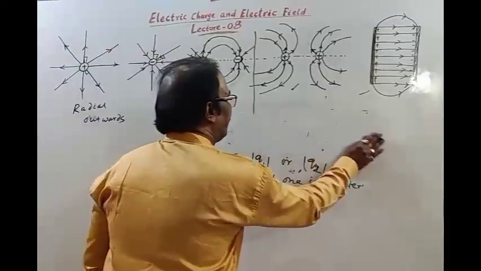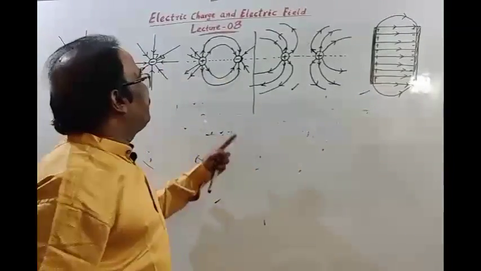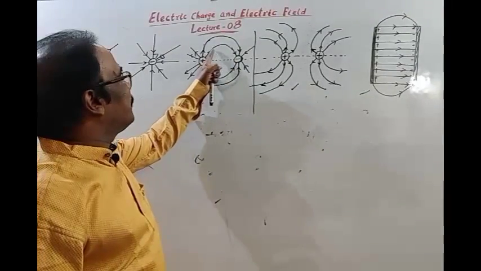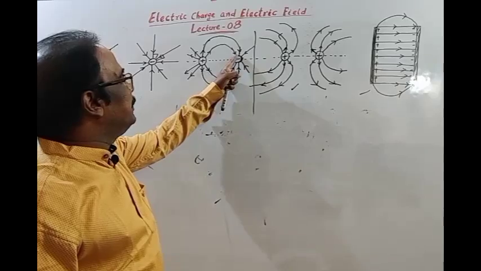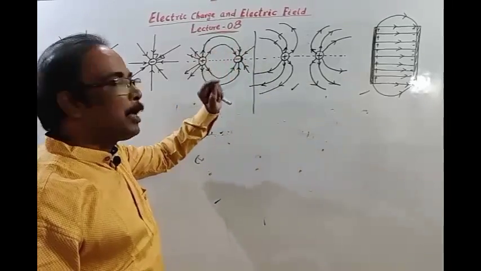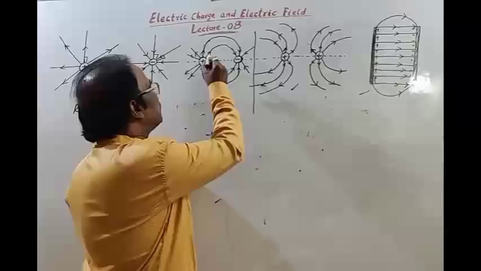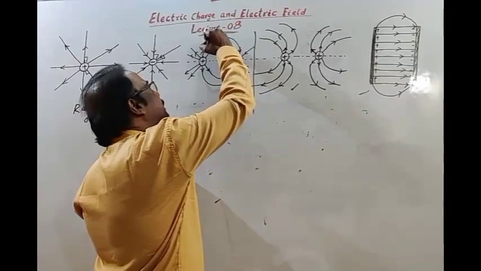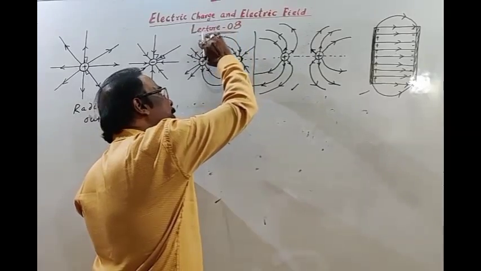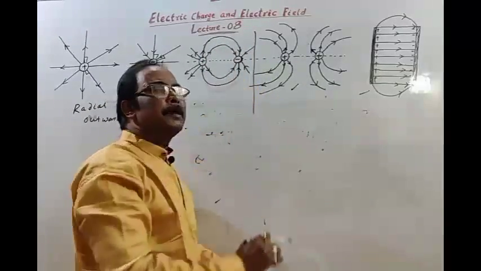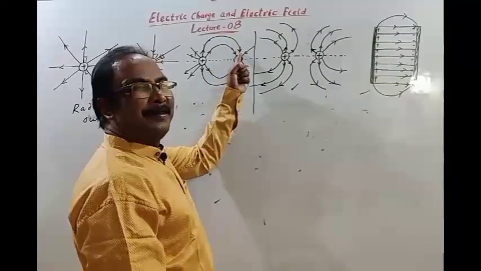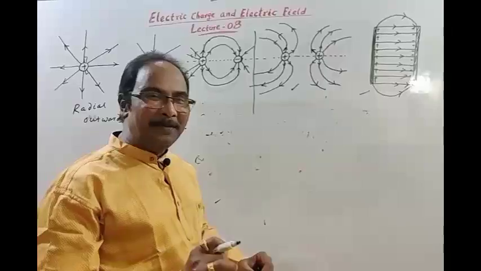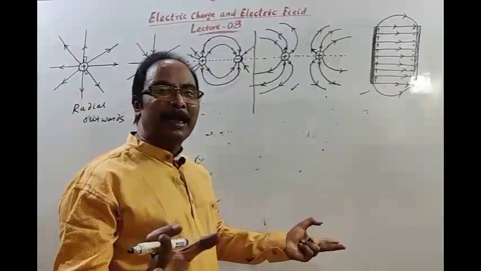Next, between a positively and negatively charged body, lines of force start from the surface of the positively charged body and terminate on the surface of the negatively charged body. Because the surface of the positively charged body repels a unit positive charge, and it is repelled by this surface and attracted by the surface of the negatively charged body, and lines of force terminate, meaning the path followed by the unit positive charge terminates on the surface of the negatively charged body.